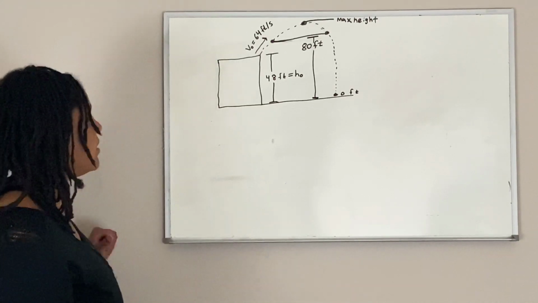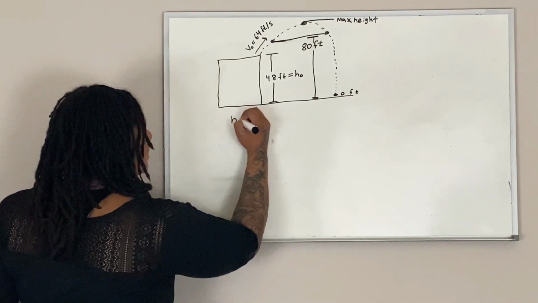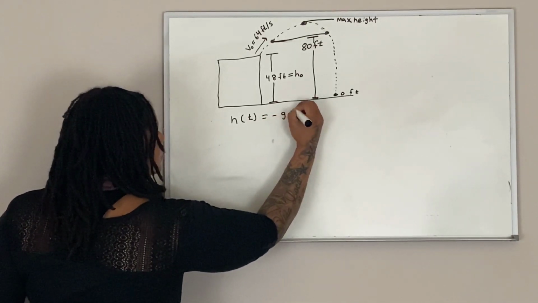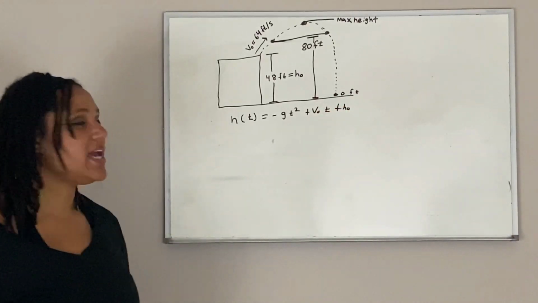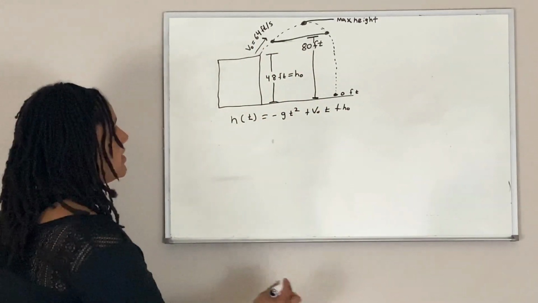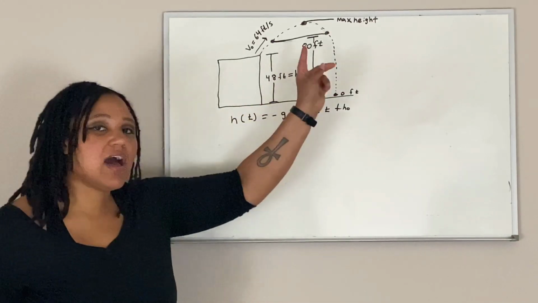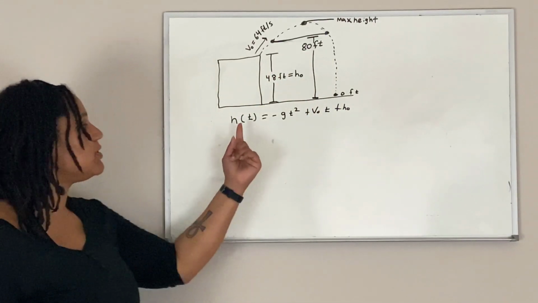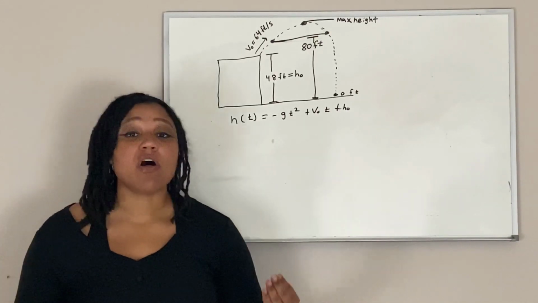Once again, I'm going to write the equation. So I had erased my equation and let me bring it back. It's h of t is equal to negative g t squared plus v naught t plus h naught. Okay, so we have our equation. Now we're going to go ahead and plug in what we had. In this case, since we are asking how long does it take for the ball to reach a height of 80 feet, I'm going to plug in 80 for h of t. And then we're going to solve for t.